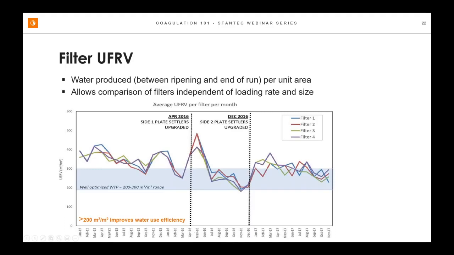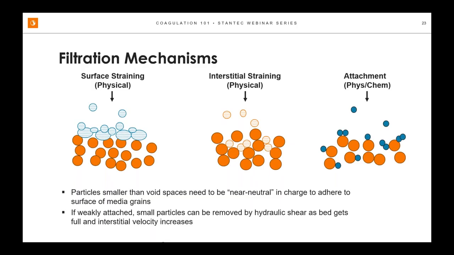This is just a graph that a plant did from an optimization study. You can see here that they had good unit filter run volumes for a while. They made some changes in their plant, and they had some things going on. And then you can see that over time, their unit filter run volumes have dropped. You wouldn't necessarily see this day to day, but looking at it over a couple of years, you can say, hey, maybe we have drifted away from our optimum coagulation range, and we might need to give it some attention.